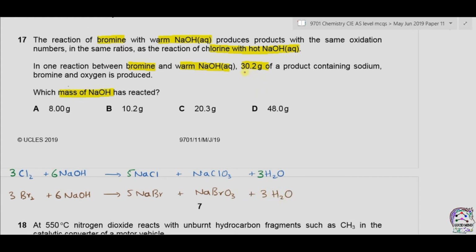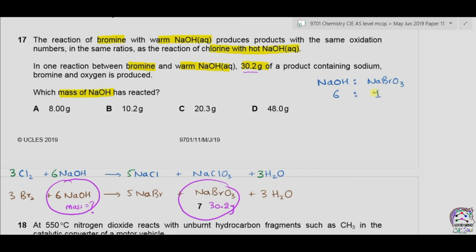Now we can see that in the question they have given 30.2 grams of product which contains sodium, bromine and oxygen. So it is this one. The mass is 30.2 grams. Which mass of sodium hydroxide has reacted? So we have to find out the mass of sodium hydroxide. Let's take the ratio between them. We have sodium hydroxide and sodium bromate. According to the balanced chemical equation, 6 moles of sodium hydroxide form 1 mole of sodium bromate.